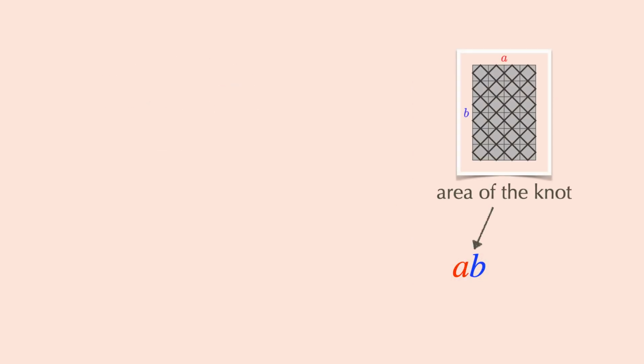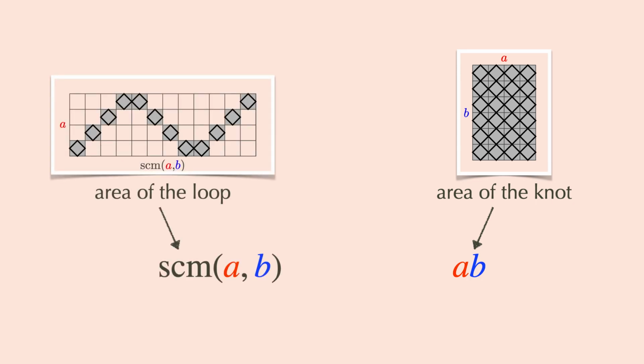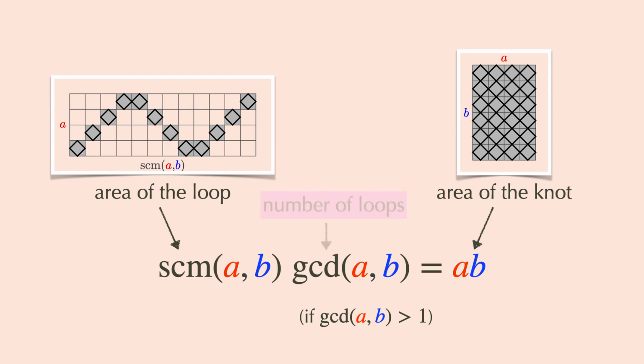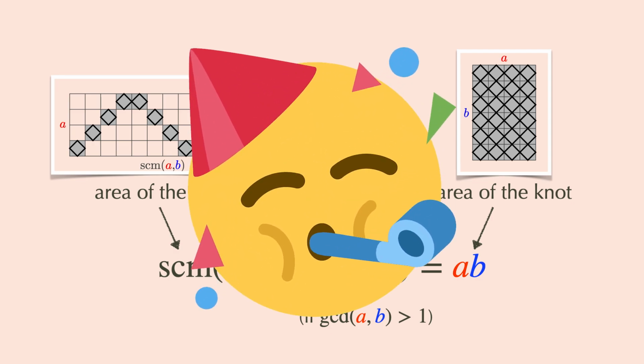If this product of side and base length is the area of the whole knot, and the smallest common multiple is the area of the closed loop in a knot, then we end up with exactly one loop if the greatest common divisor of the side length and the base length is 1, because then these two quantities are the same. And we end up with multiple loops if the greatest common divisor of the side length and the base length is greater than 1. In fact, we end up with whatever the greatest common divisor is, many loops.